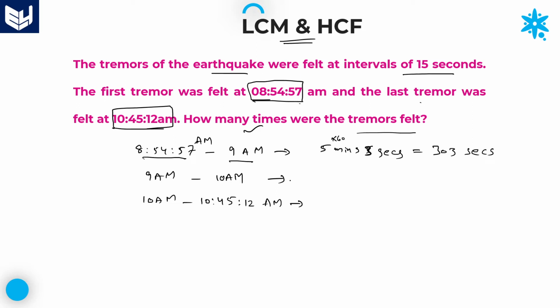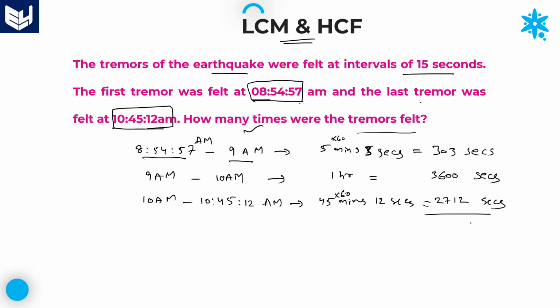After that, 9 to 10 means exactly 1 hour, which is equal to 3600 seconds. After that, 10 am to 10:45:12, that is 45 minutes 12 seconds. 45 minutes is 45 into 60 seconds, that is 2700 plus 12, 2712 seconds. Now you can add the total time period.